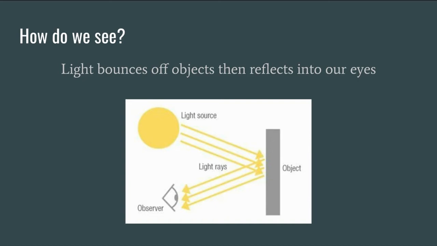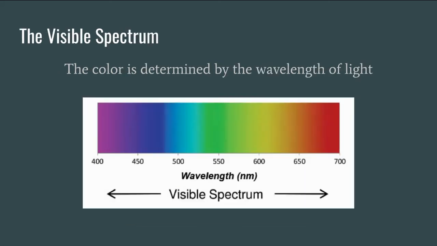So light comes from a light source, usually the sun, maybe a lamp in your room, maybe a fan, any kind of light source. Light comes out, bounces off an object, and then it reflects into our eyes. Now that's the super simplified version. We're going to get into the specifics of how you see different colors later on in this video.